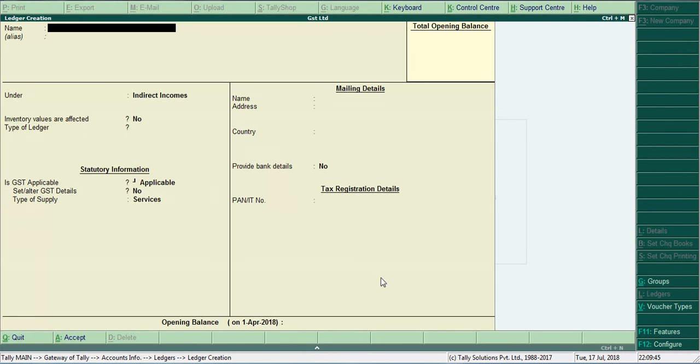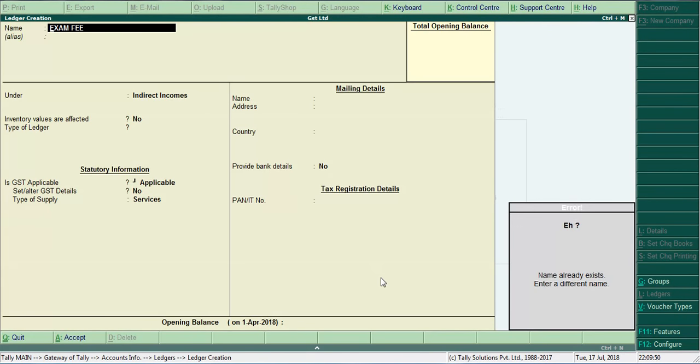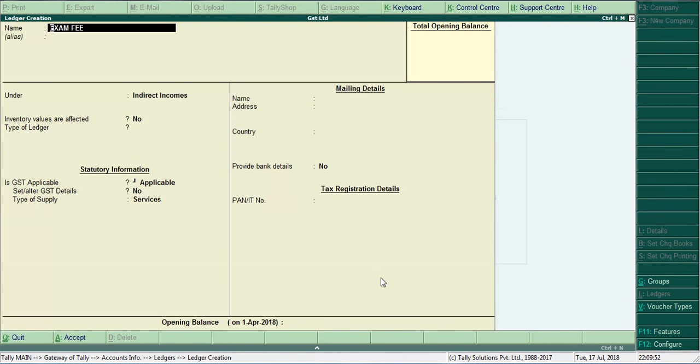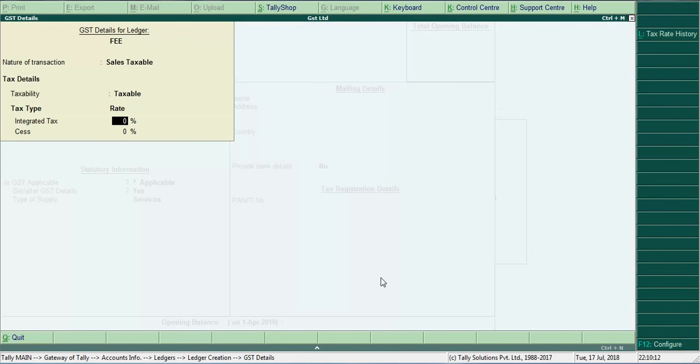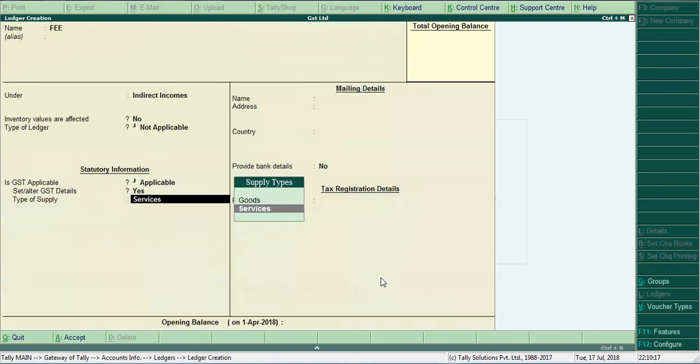Suppose that you are selling exam fee. Create a ledger under Indirect Income, set under GST retail, yes. Sell taxable 12% service.